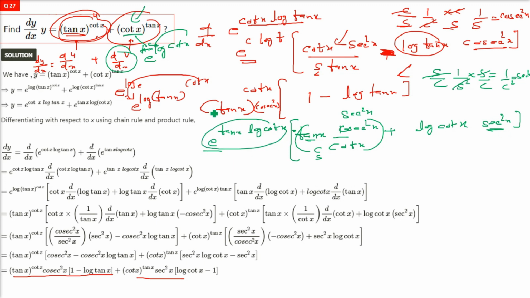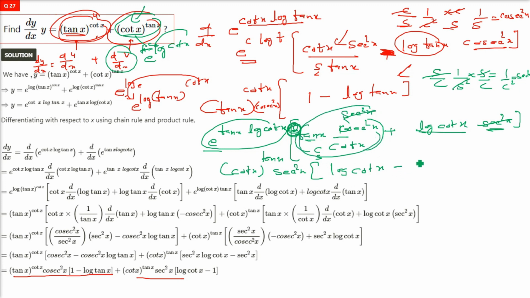This is from where we got cot x to the power 10x. So you can write it as cot x to the power 10x. Then we have sec square x, you can just take common. Since we have a negative, minus cosec square it came. So now log cot x will be here with this negative, and then we can just write 1 because we already took sec square x common. This is 1, this is 2, and just add these two and you will get the final answer.